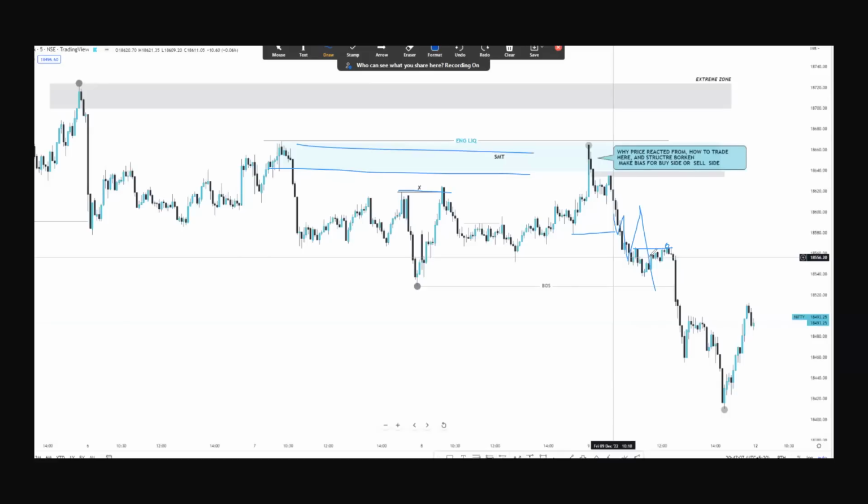Sir, we missed this one here too. Yes, when price breaks. My view was bullish there, because it would sweep above. Yes, correct. That time was bullish.